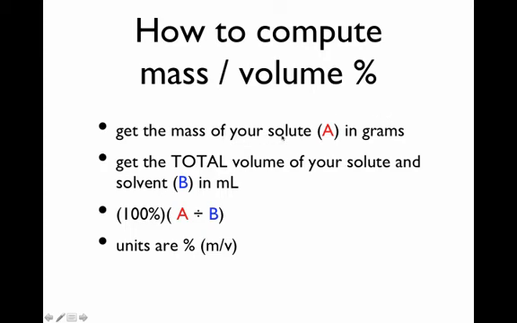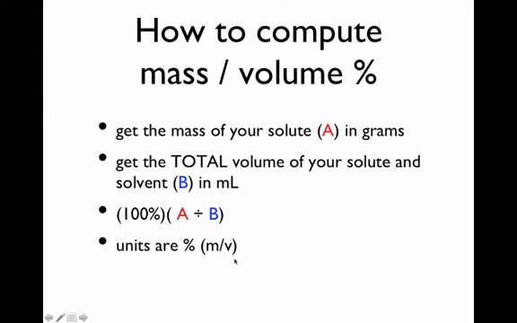You get the mass of your solute, call that A, preferably in grams. That's typically how it's done. You get the total volume of your solute and solvent, which basically means the volume of your solution, and call that B. The unit should be milliliters, so grams on top, milliliters on the bottom, and the concentration is 100% times A divided by B, and the units are percent parentheses m/v.